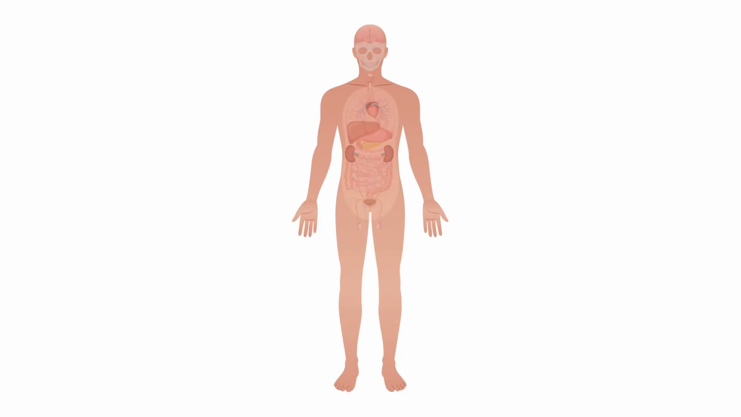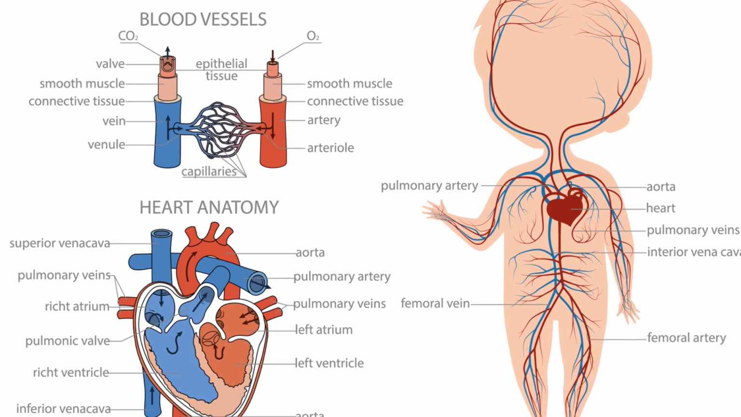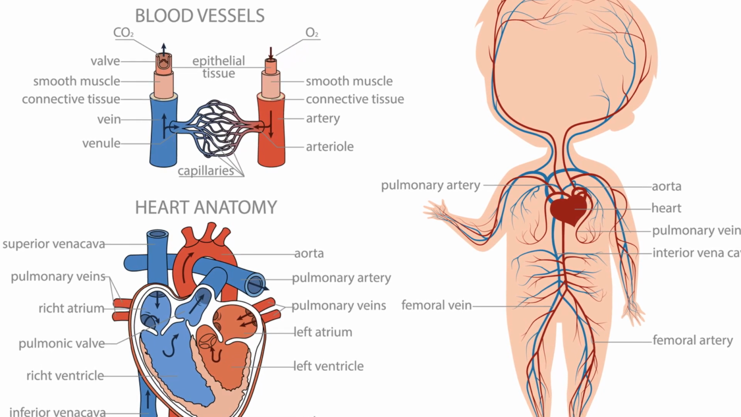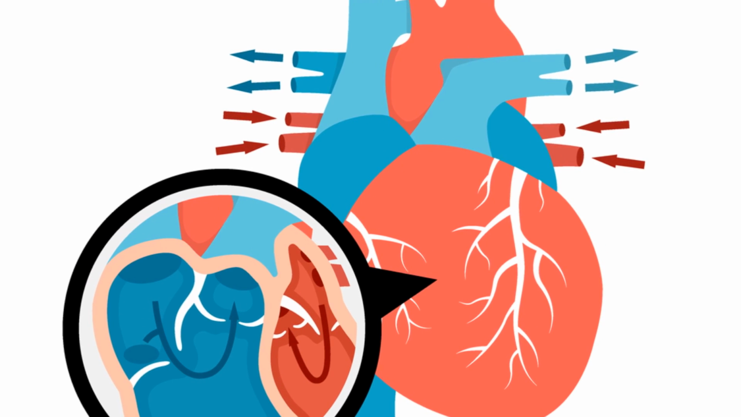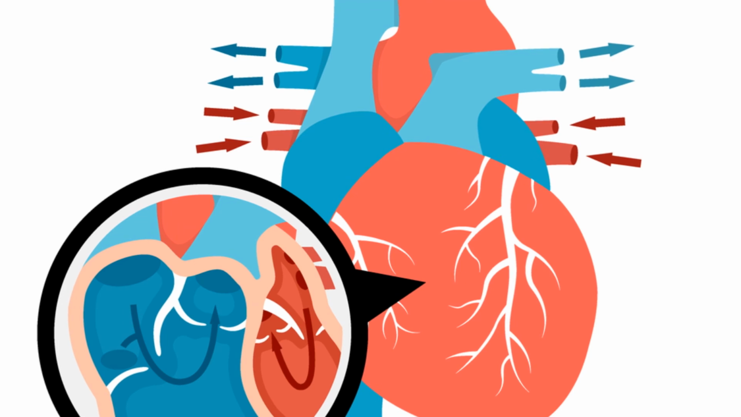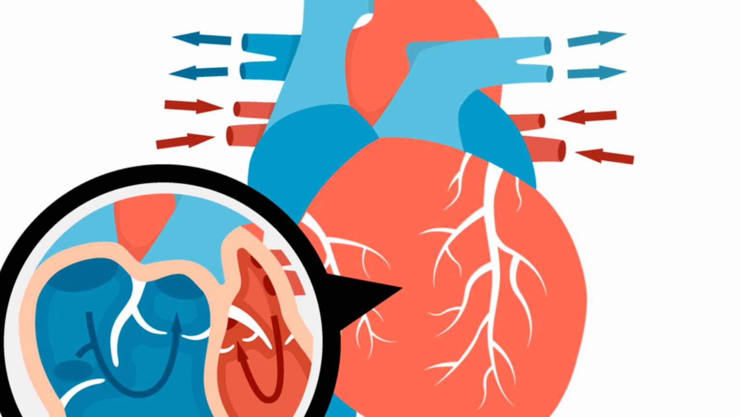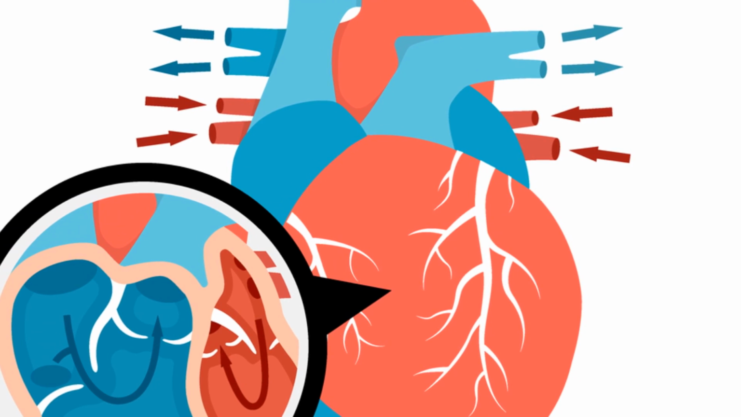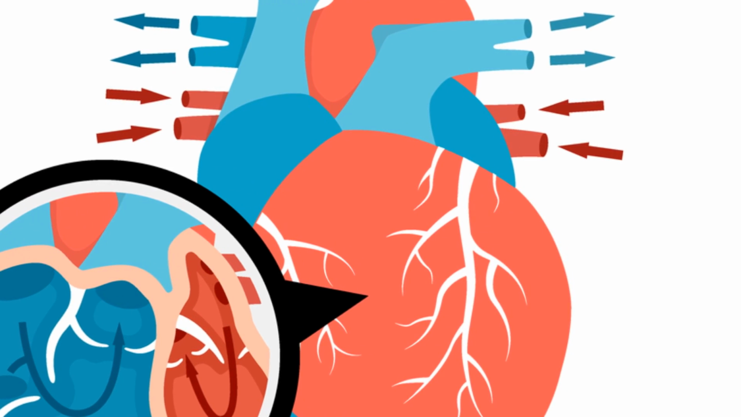What is the cardiovascular system? The cardiovascular system is a network of organs and vessels that transport blood throughout the body. The main function of the cardiovascular system is to transport blood throughout the body, which delivers essential substances like oxygen, nutrients, and hormones to cells, and removes waste products like carbon dioxide. It is also involved in regulating body temperature and distributing antibodies and other immune cells.